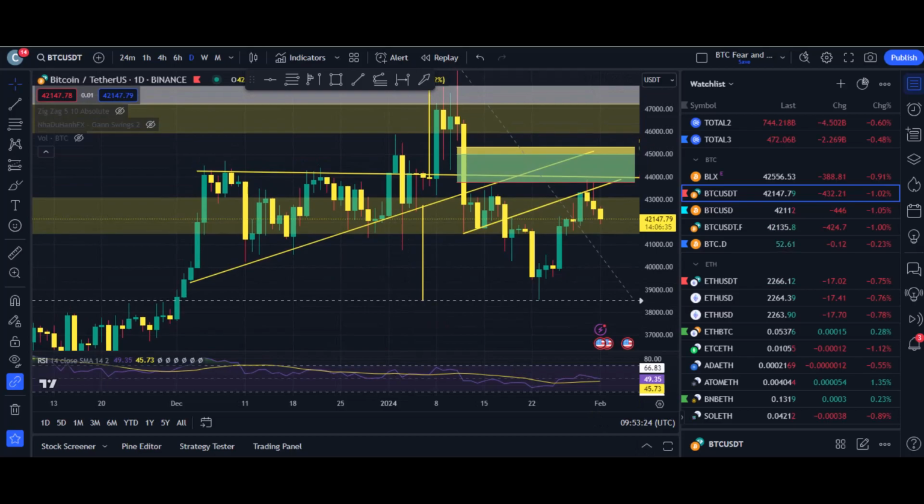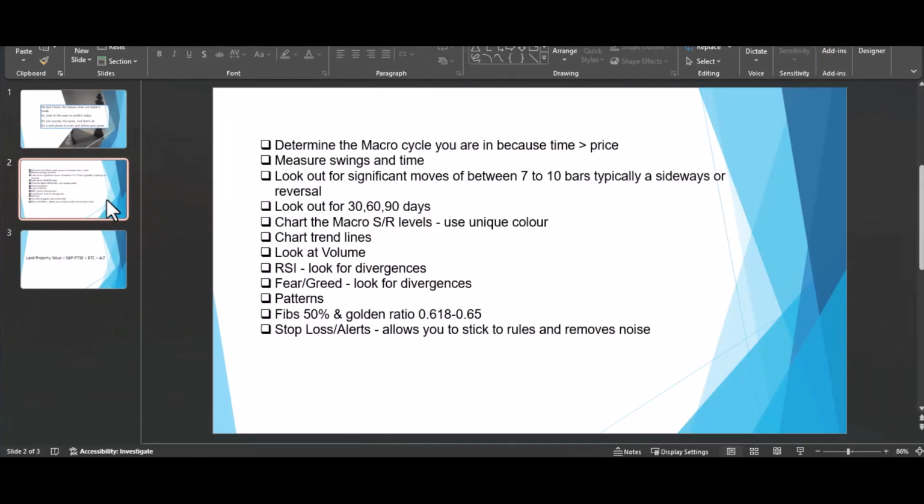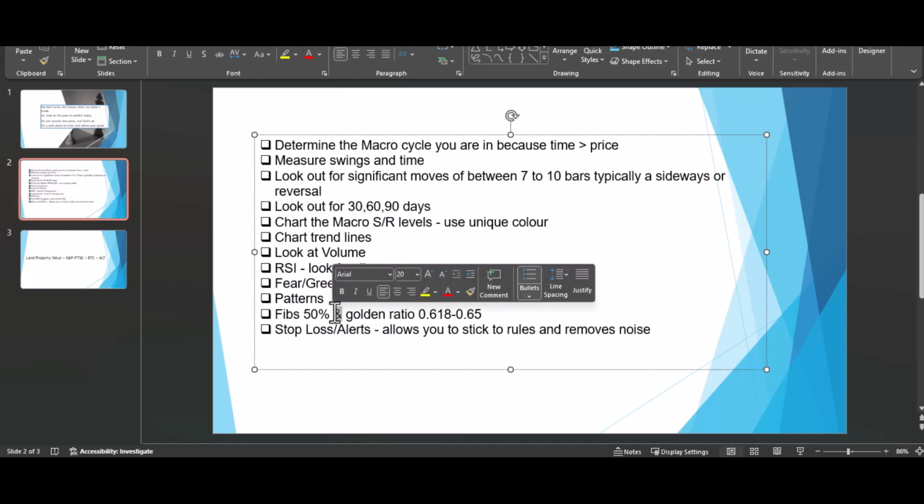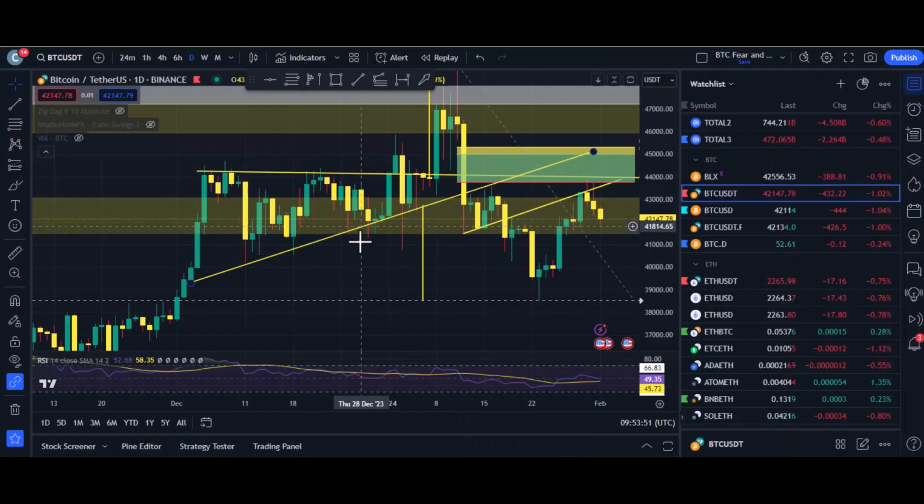So let's have a look at just using trend lines and the fib levels, okay? These are just some of the things I look out for when I'm making a trade. You can pause it at any point and have a look at it, but I'm going to go over it in future videos and show you how I use it. But I'm mainly going to focus on the fibs and the trend lines. So let's do that on some past data.